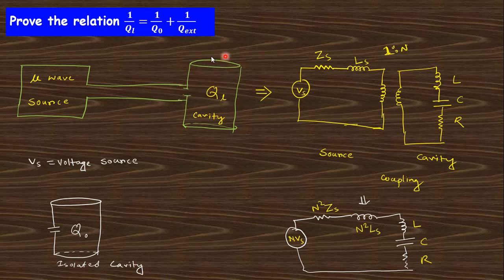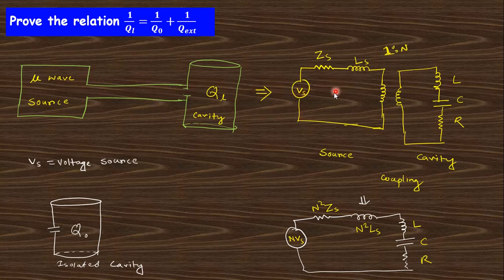This is the circular cavity resonator, and this is the microwave source. These are connected. The quality factor of this cavity resonator when connected with the outer source is QL. When it is not connected to the outer source, it is Q0. Q0 is the quality factor of an isolated cavity, and QL is the quality factor when it is connected with the outer source. Q external is the quality factor of the external source.